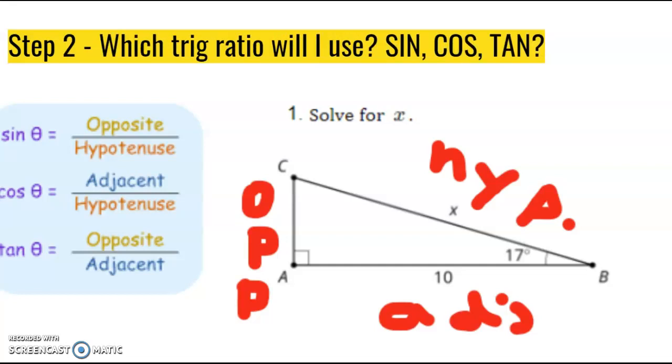Step 2. Which trig ratio will you use? Sine, cosine, or tangent? Notice what sides we have. We have the adjacent, and we're looking for the hypotenuse. So we are going to choose the trig ratio that uses adjacent and hypotenuse. Which trig ratio uses adjacent and hypotenuse? Cosine. So now we will set up our equation.